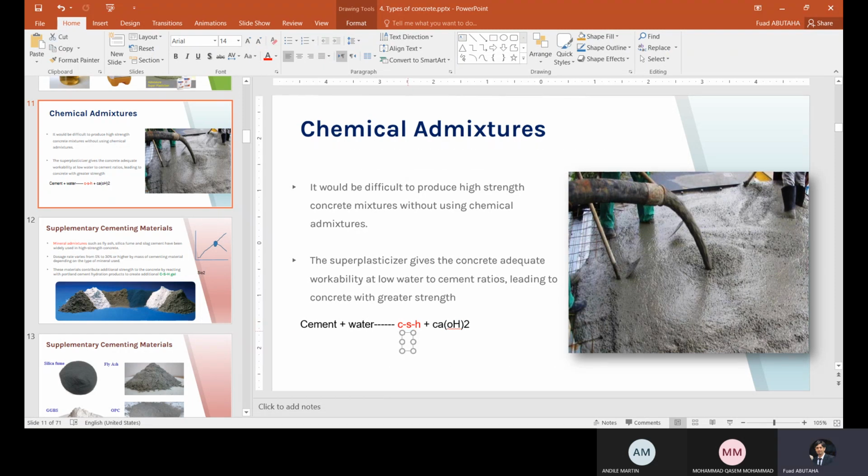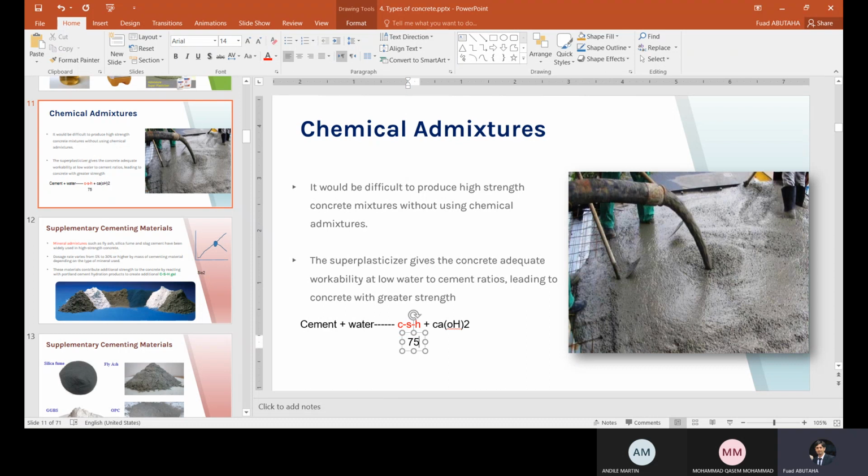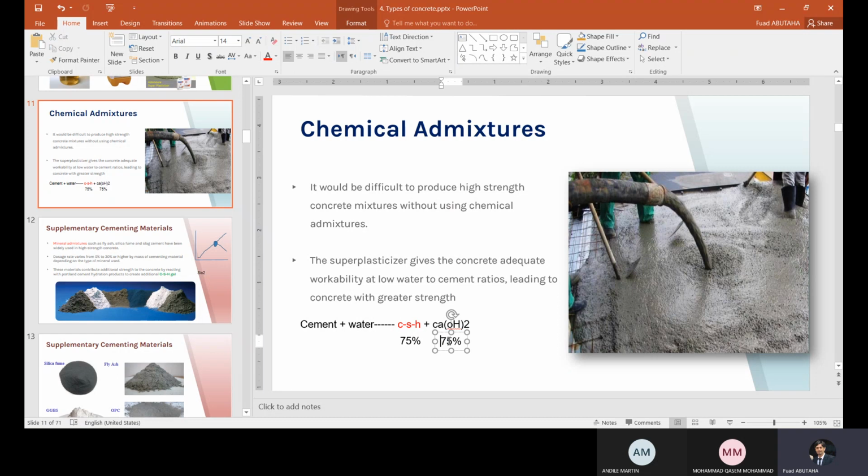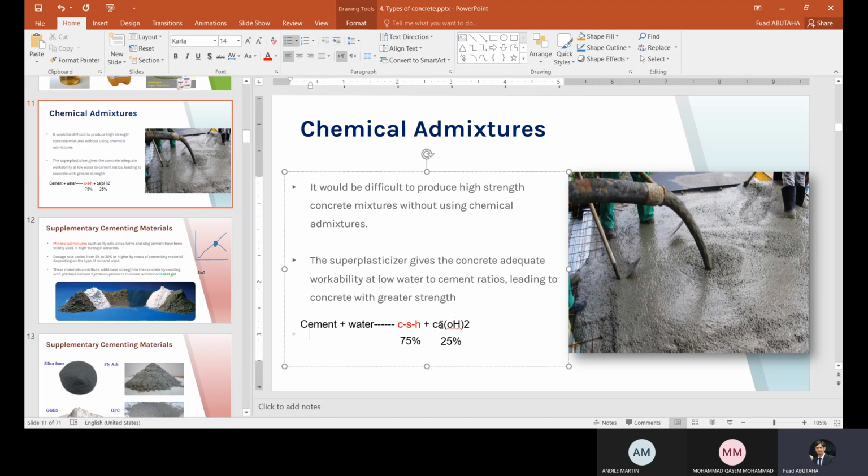So I have here 75% of the outcome is calcium silica hydrate, and the other 25% is calcium hydroxide. So this is the source of the strength that occupies 75%.